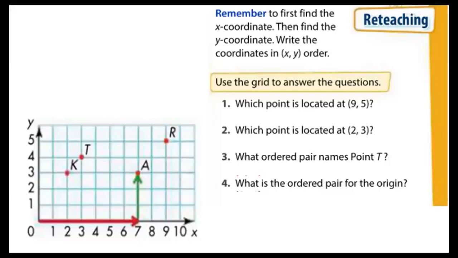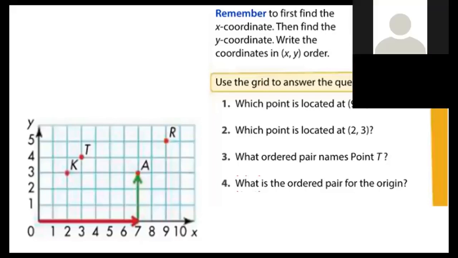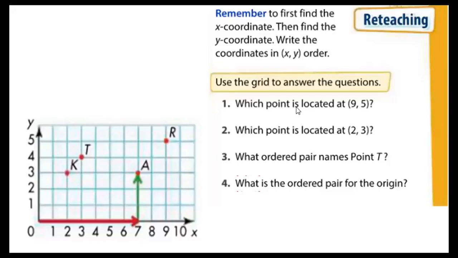Try to read and answer question number 1. It says, which point is located at (9, 5)? Okay, 9 on what and 5 on what? Which point is located at (9, 5)?